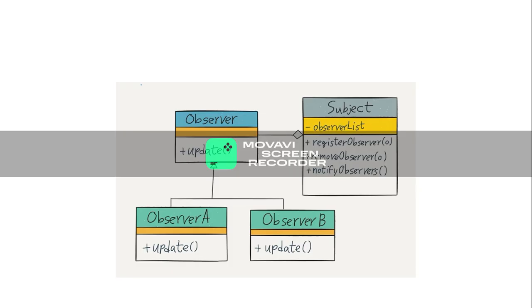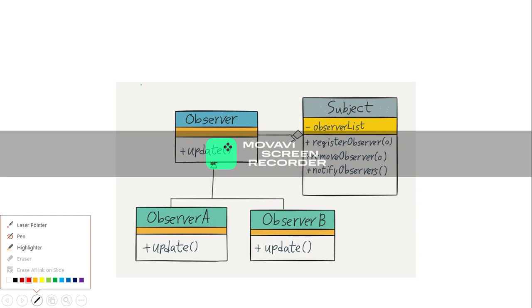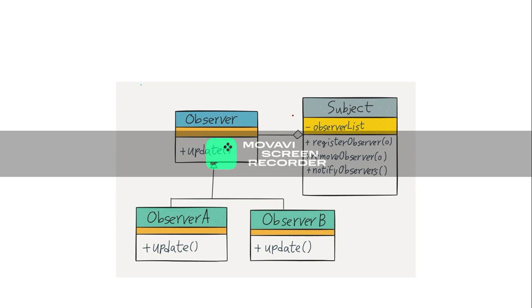So the flow goes like this. If the subject or observable has any new updates, it has to pass that information to the observers. The observers, or dependents, who are waiting for the new updates have to implement this update method. If they have implemented it, the updated message will be forwarded to the observers.